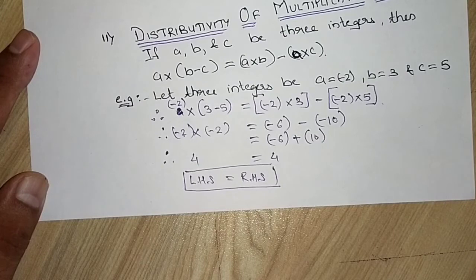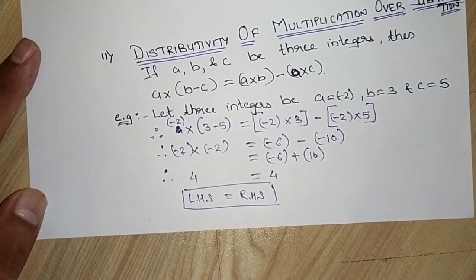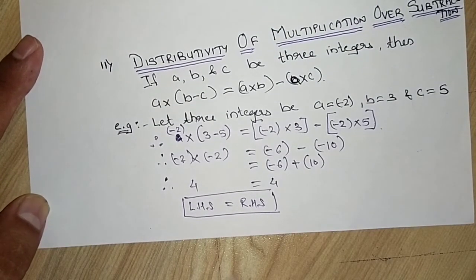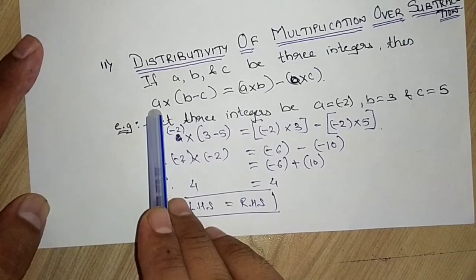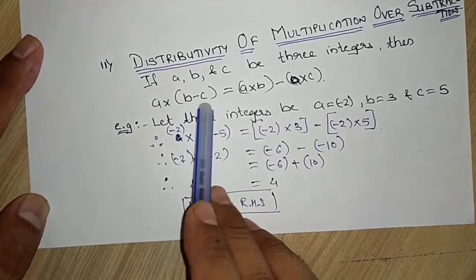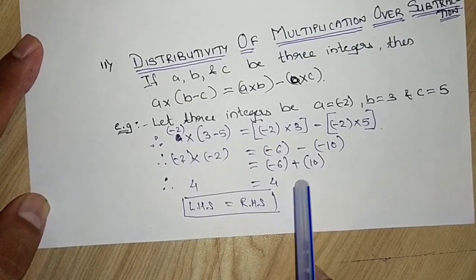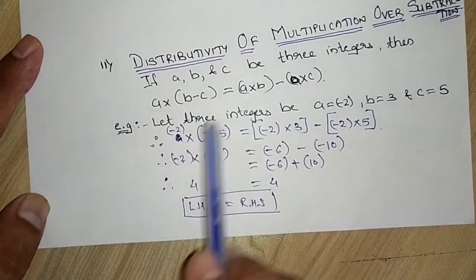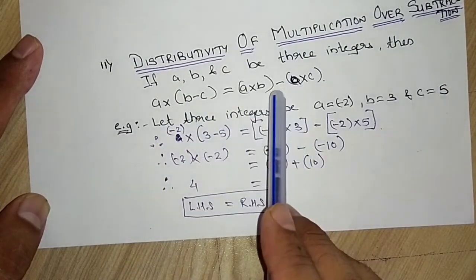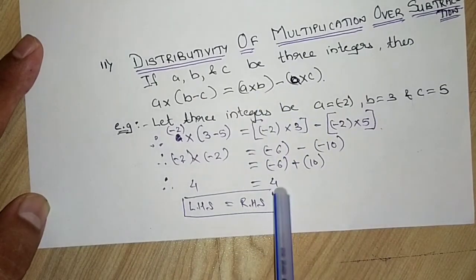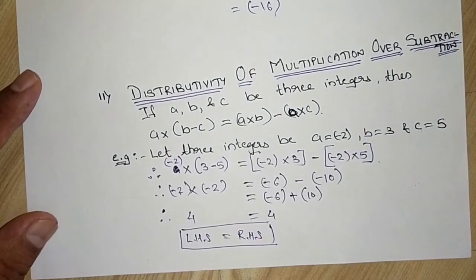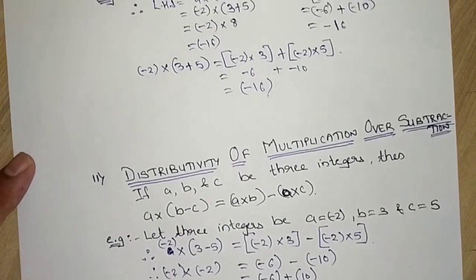So students, from distributivity of multiplication over addition and subtraction, you can do either way. Either you multiply A into the resultant answer of B minus C, or you multiply A with B and A with C and then subtract them, you will get the same result. Hope you are understanding these three properties which I have explained to you today.